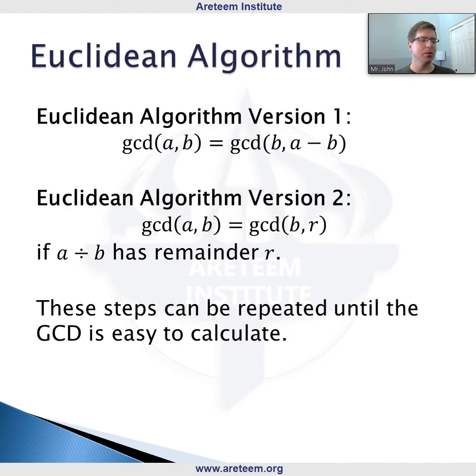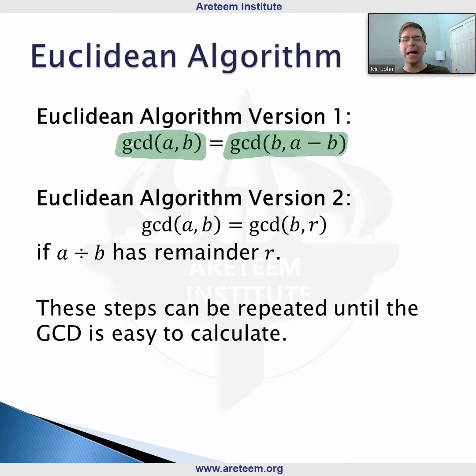Let's get started with the Euclidean algorithm then. We have two versions of it here on the slide, but they're pretty much equivalent to each other. So the first version says that if you're looking for the GCD of two numbers A and B, what you can do instead is look at their difference and the smaller of the numbers. So for example, if A is bigger than B and you need to find the GCD of A and B, you can instead look at the GCD of B and A minus B.